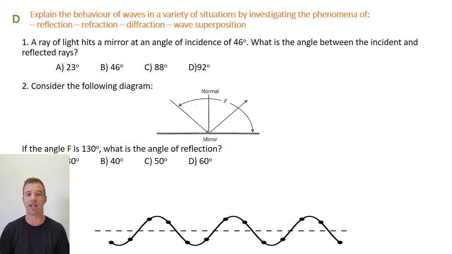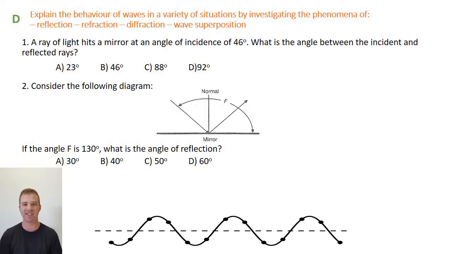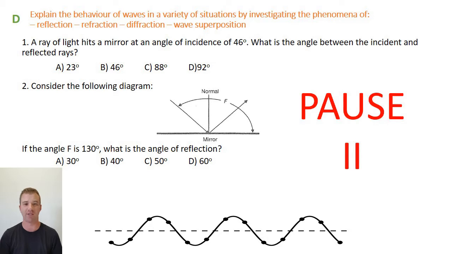Let's have a look at a series of questions. 1. A ray of light hits a mirror at an angle of incidence of 46 degrees. What is the angle between the incident and reflected rays? Multiple choice responses. 2. Consider the following diagram. If the angle of F is 130 degrees, then the angle of reflection is... multiple choice responses. I'm going to give you the opportunity now to pause the video if you'd like to do this by yourself. Okay, and now let's answer them.